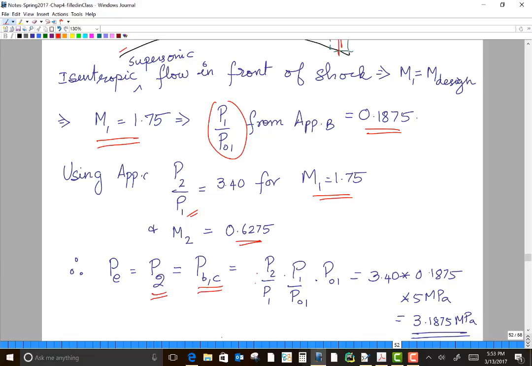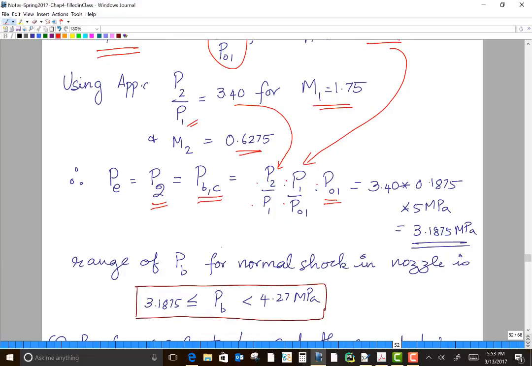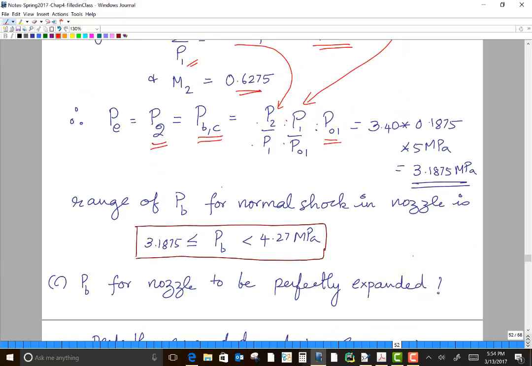You write this as P2 by P1 times P1 by P01 times P01. Okay, and I already know P01. I know my P1 by P01, so this comes from here, and my P2 by P1 comes from here. So I do all of this and I compute the value, which is 3.1875. So I'll have a normal shock in the nozzle when my PB is greater than or equal to 3.1875 megapascal and less than 4.27 megapascal.